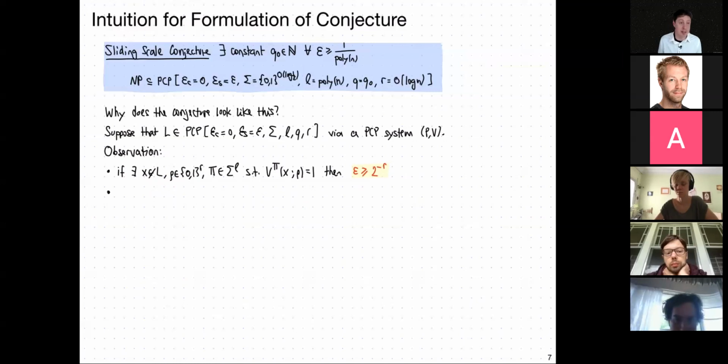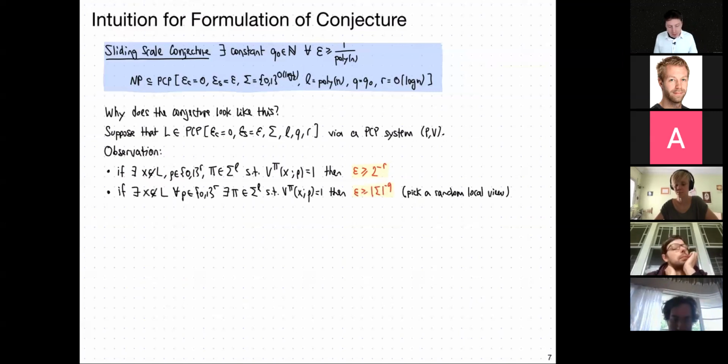Okay, that's pretty clear. I'm not going to argue it formally. I think that's reasonably intuitive. Another observation says, if there is some instance for which, for all randomness, you can fool me somehow, then the soundness error must also be at least basically the fraction of views.